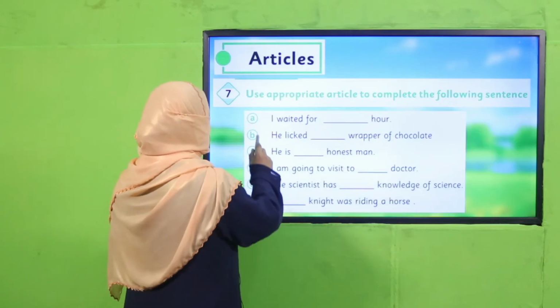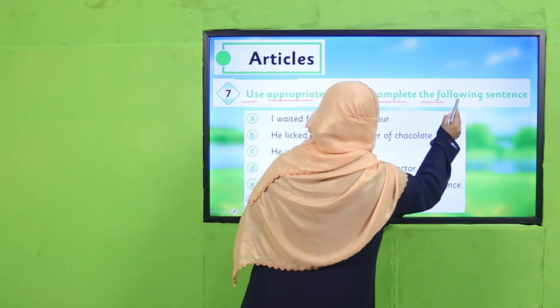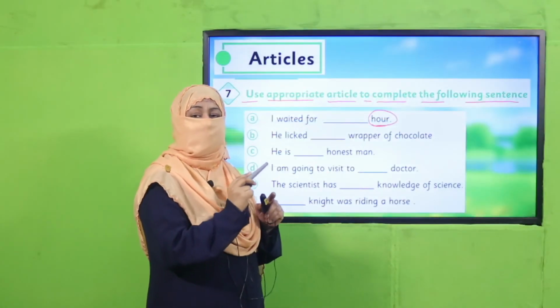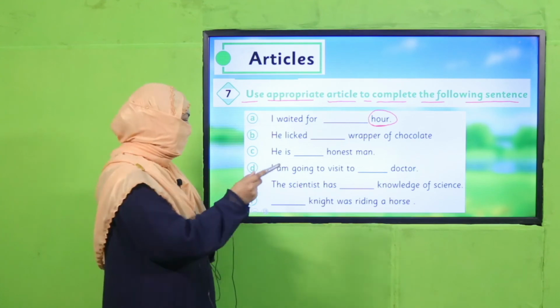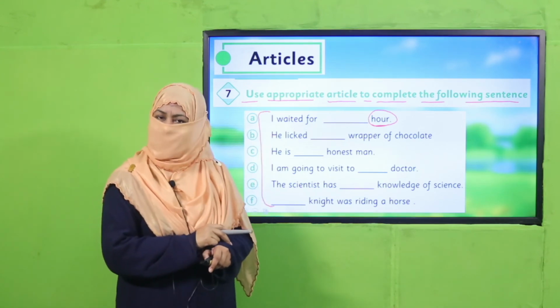It's time to practice from your book. Use appropriate articles to complete the following sentences. So the activity which we just practiced, we are going to practice the same in our book. You will read the next word. You will find the sound of vowel or consonant, and keeping in your mind the mute consonants and consonant sounds of vowels, you will complete these sentences. So pause the video and complete this exercise in your book.